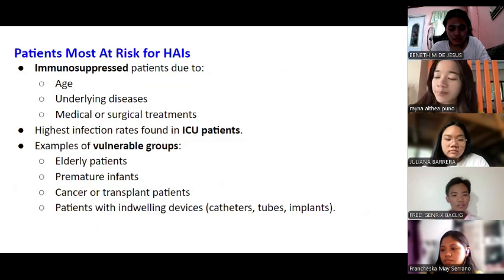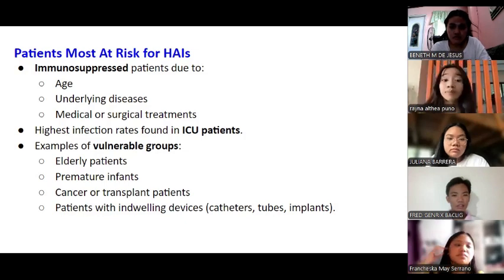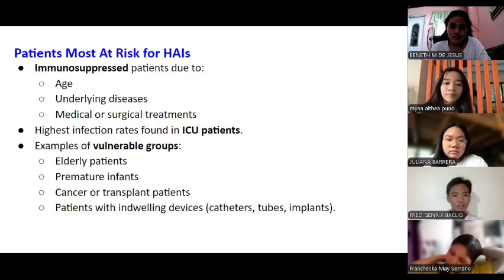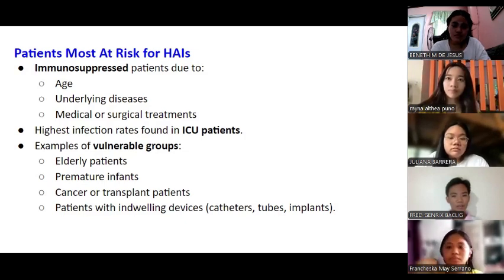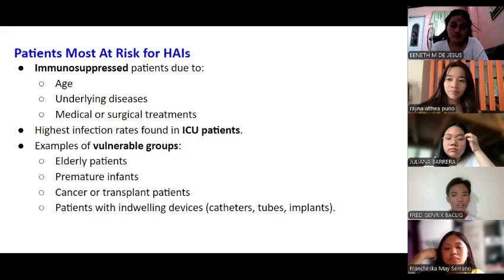Examples of these vulnerable groups are the elderly patients, because with age their immune system weakens and they are prone to infection. Premature infants have a still undeveloped immune system, which makes them highly susceptible to infection. Cancer or transplant patients undergo chemotherapy, which suppresses the immune system. And patients with indwelling devices, those with catheters, implants, or tubes, are at higher risk because these devices can act as entry points of pathogens.